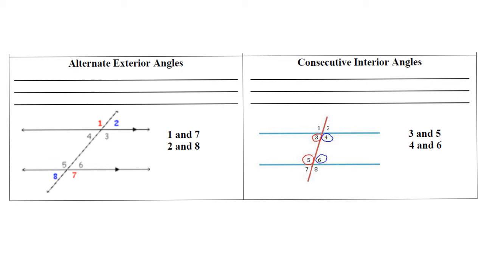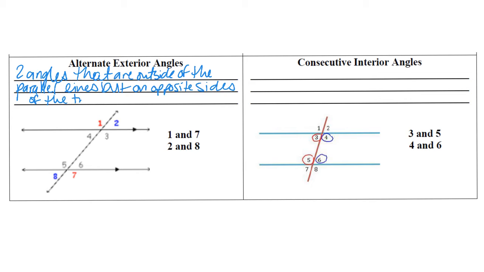All right, alternate exterior angles are next. So this is two angles that are outside of the parallels, but on opposite sides of the transversal. So like 1 and 7 and 2 and 8.